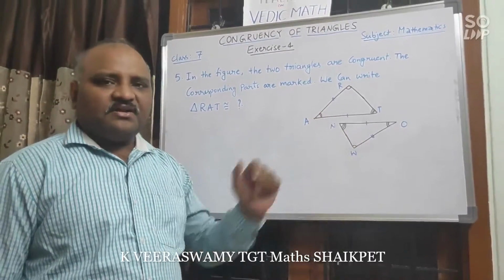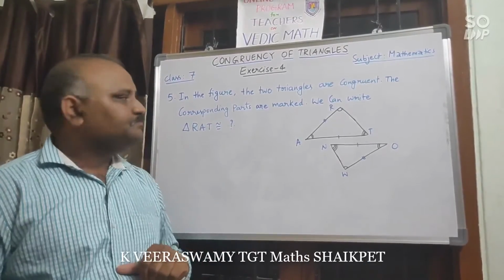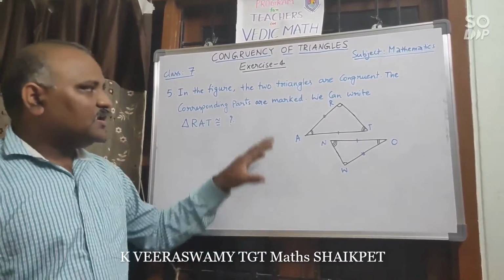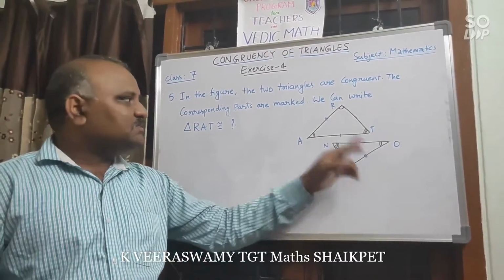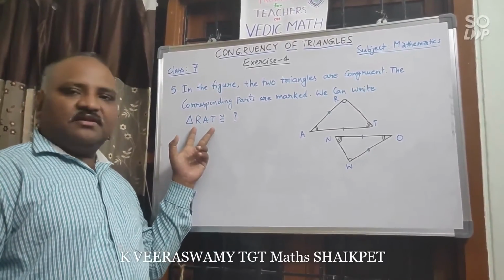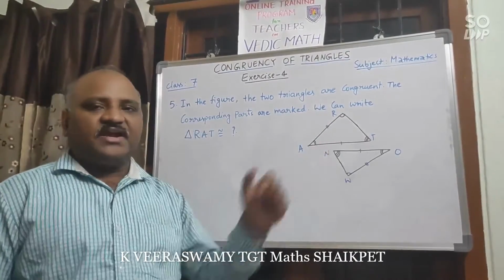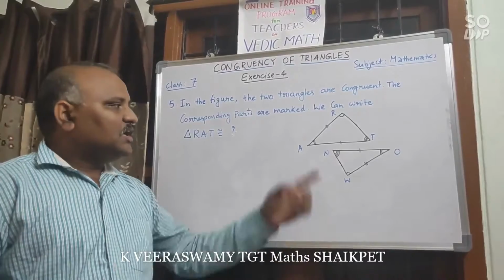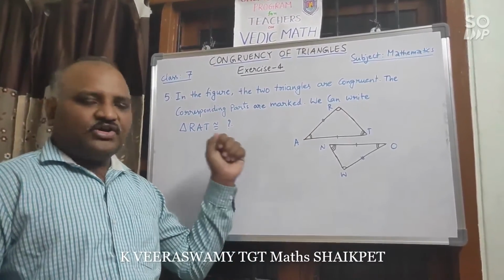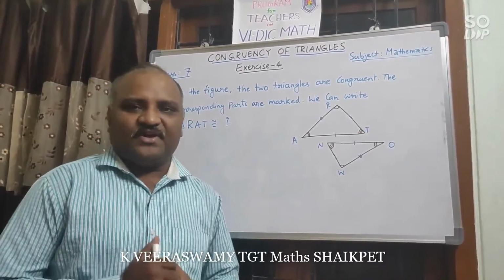Here in this figure the two triangles given are congruent. It is given that they are congruent. But here, basing on these corresponding parts marked, we have to identify the triangle which is congruent to triangle RAT. That means the part which is corresponding to R, the part which is corresponding to A, and the part which is corresponding to T, we need to identify.